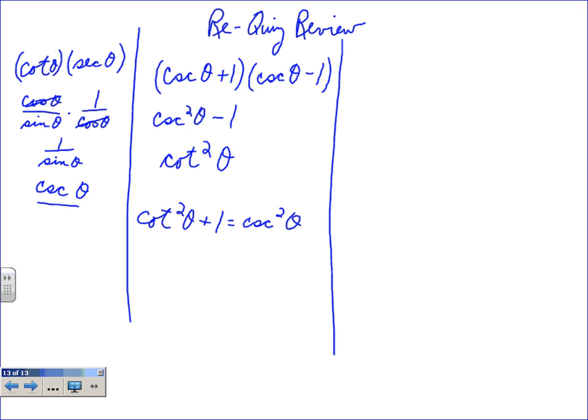Problem number 3. Oh, I skipped 2, didn't I? Number 2. Secant theta over cosecant. Secant is 1 over cosine divided by cosecant, which is 1 over sine. When you divide fractions, we multiply by the reciprocal of the divisor, or we flip the second one and multiply.